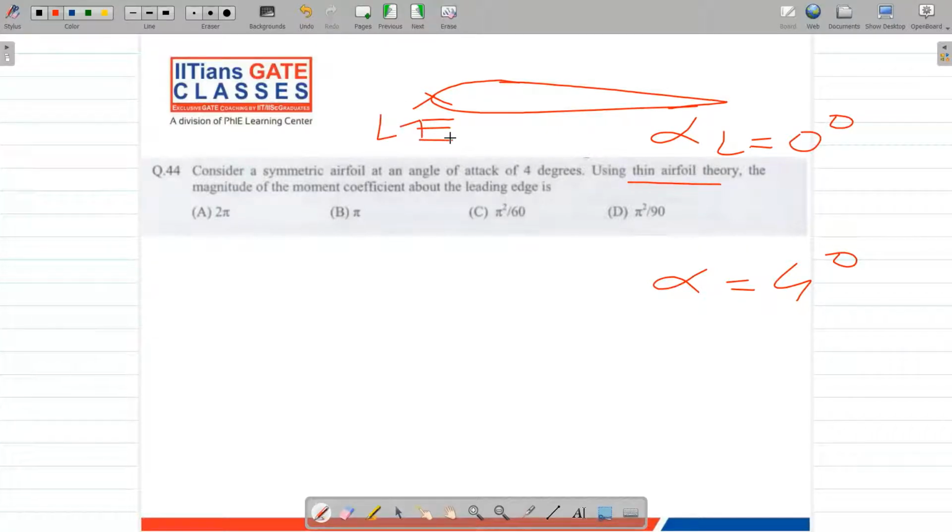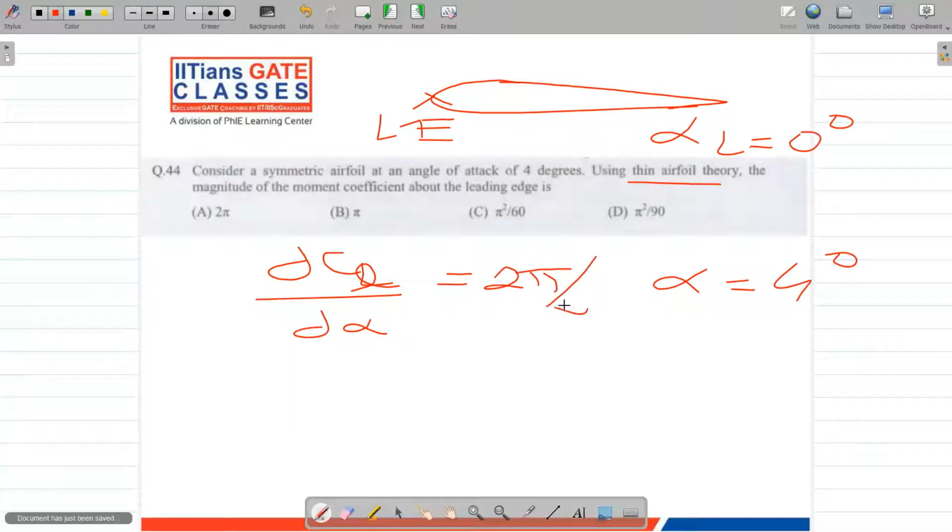All right. So from thin airfoil theory, we definitely know that the lift curve slope, that is dCL by d alpha, is nothing but 2 pi per radian. So this is something which we already know beforehand. And they're asking us to find the moment about the leading edge. So there are two ways to do this. One is very straightforward.